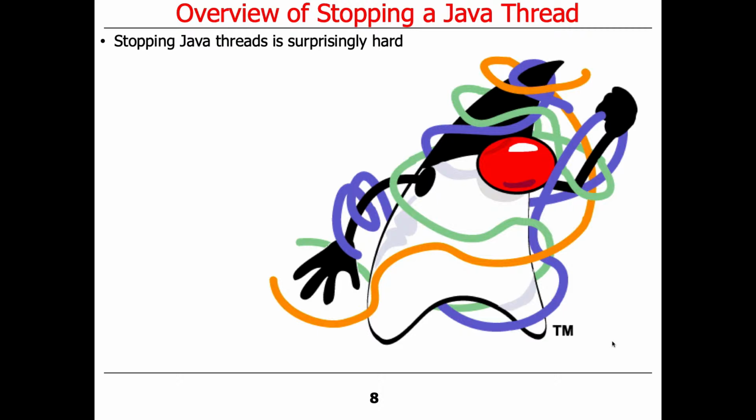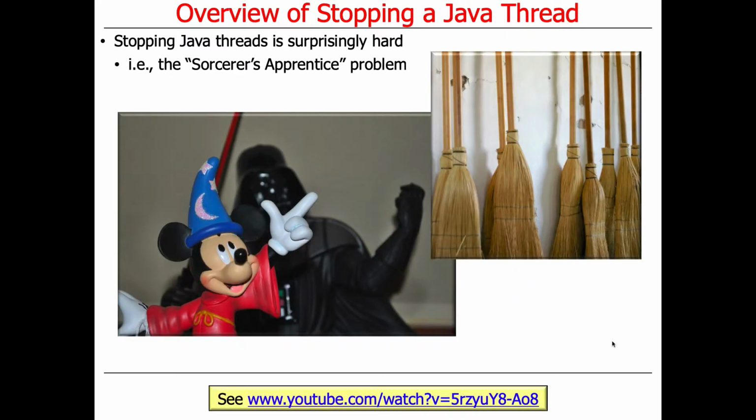Stopping Java threads or canceling Java threads is surprisingly hard. And I like to call this the sorcerer's apprentice problem. Hopefully, you've all seen the classic Disney movie Fantasia, which has the classic scene, the sorcerer's apprentice. If you've never seen the movie, you can watch this YouTube link to learn a bit more about it. But basically, in a nutshell, Mickey Mouse is the sorcerer's apprentice. Mickey Mouse is basically like a grad student, and his advisor has told him, fetch the water from the well and put it somewhere, right? Fill up something with the well water.